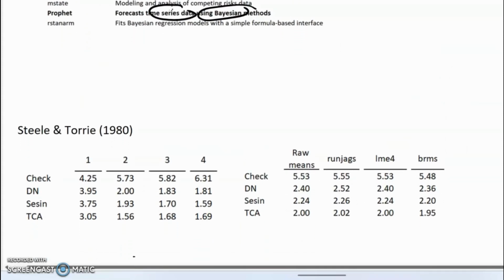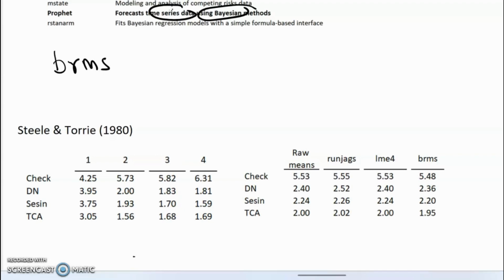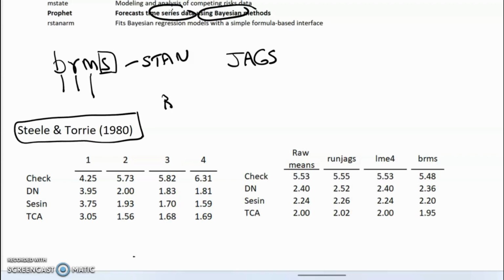So now what I want to do is go through an example of one of these packages. I'm going to use BRMS. It stands for Bayesian Regression Models, and S stands for Stan, which is just a way of doing Bayesian analysis that's relatively analogous to JAGS or runjags. So the data come from Steele and Torrie. It's a randomized complete block design. There are 4 blocks, and there are 4 treatments.